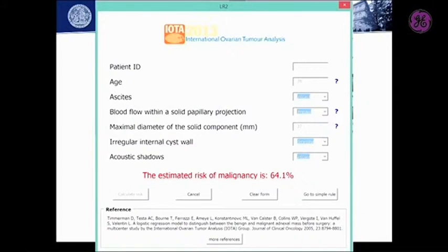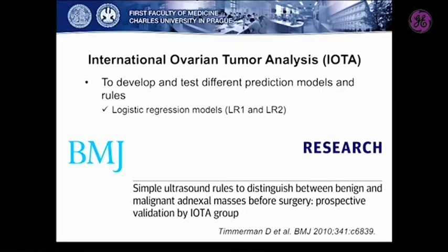the variables, we can see that the age is 35 years, the ascites, because the video is not running, the ascites was not present, the blood flow was present within the papillary projection, the maximal diameter was 37 millimeters of the solid component, the cyst wall was irregular by definition because of a solid papillary projection, and the acoustic shadows were not present. So if we put these variables in the model, which can be uploaded from the GE or IOTA websites, we reach an estimated risk of malignancy of more than 60%.